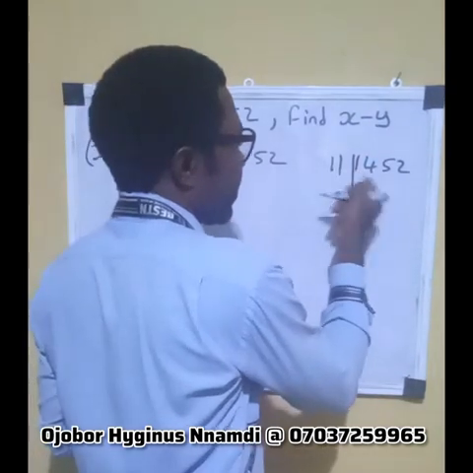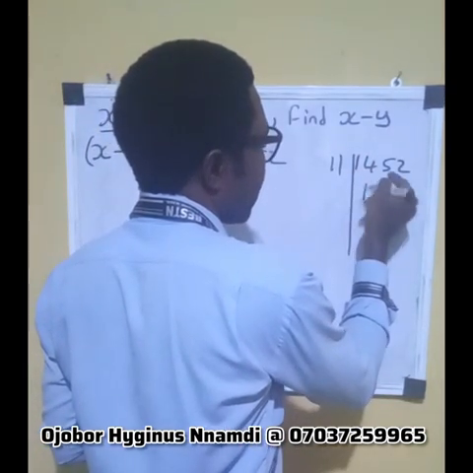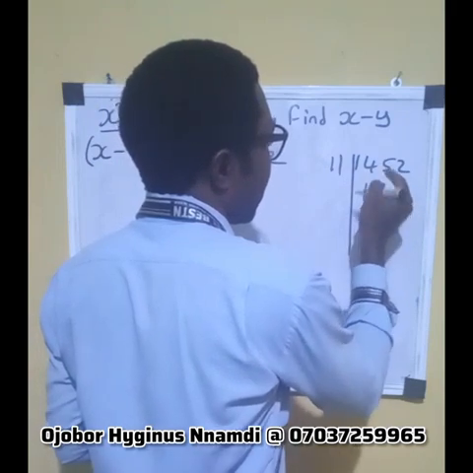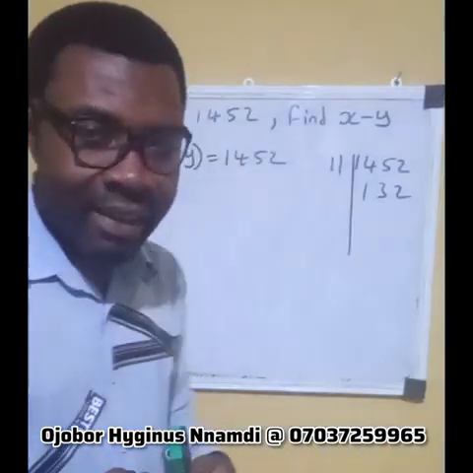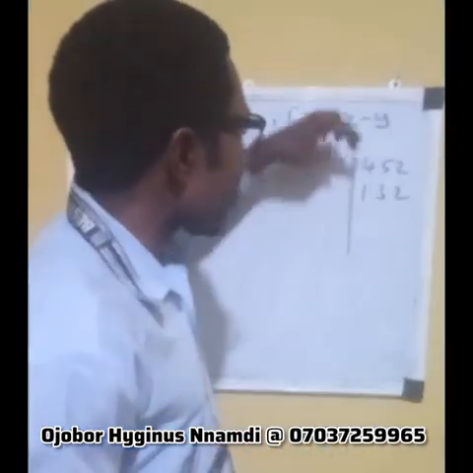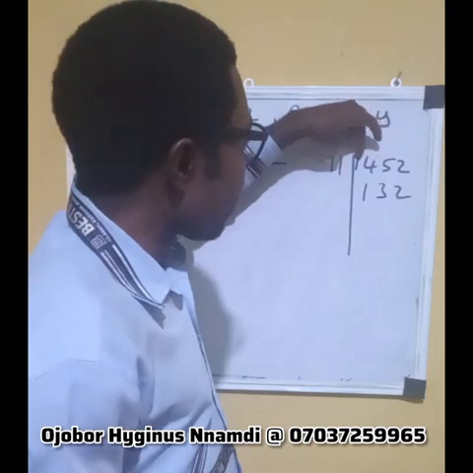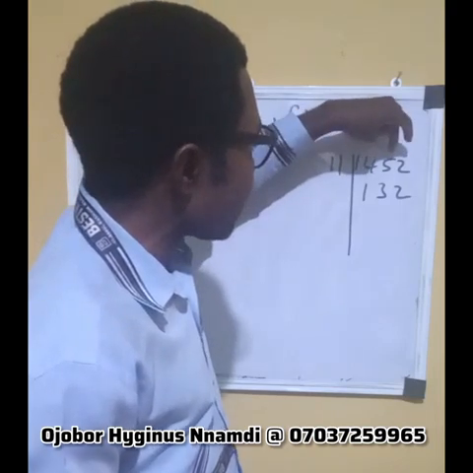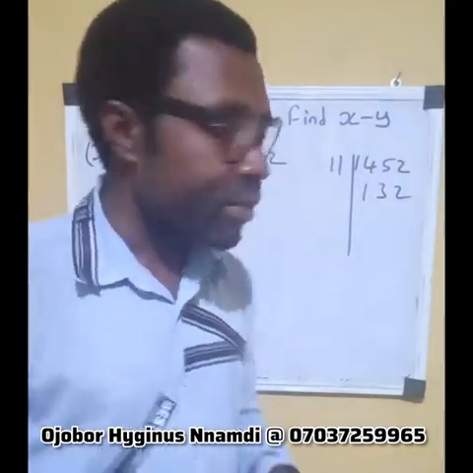Of course, 11 can divide this. 11 into 14 gives us 1. Remember, 3 into 35 gives us 3. Remember, 2 into 22 gives us 2. How do I know 11 can divide this? If you have 4 digits, and the difference between the first two is the same as the difference between the last two, that number is divisible by 11.